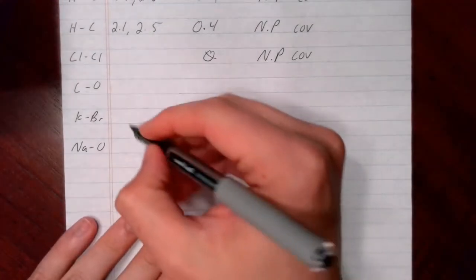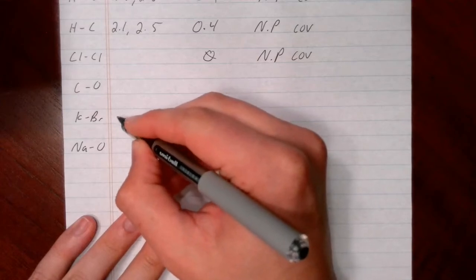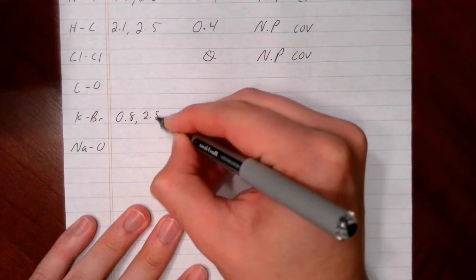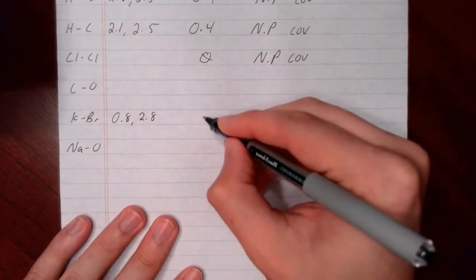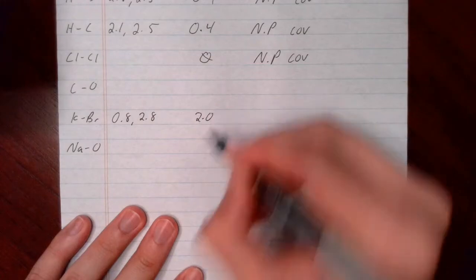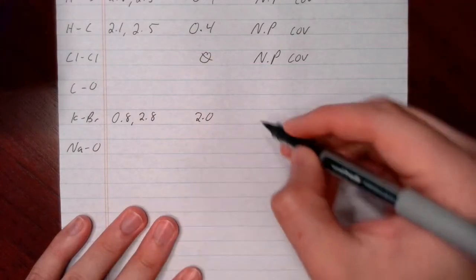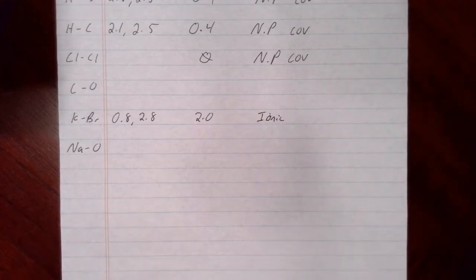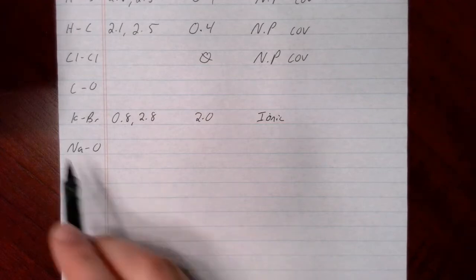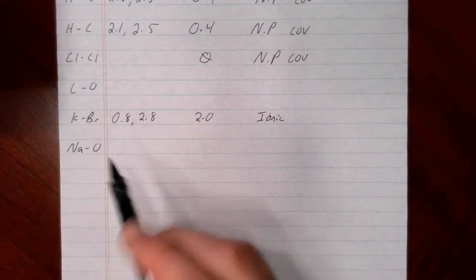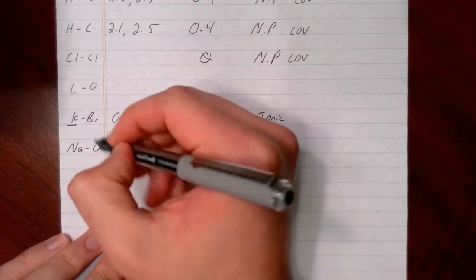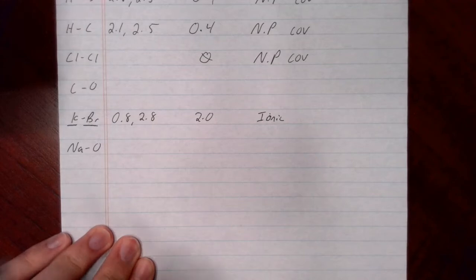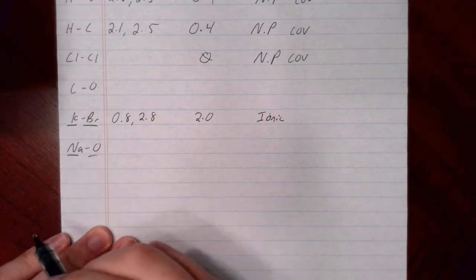So then let's look down at potassium and bromine. So potassium and bromine have electronegativities of 0.8 and 2.8. Okay? So when you subtract it, you get a difference of 2.0. Okay? So you would call this an ionic bond. Okay? Because the electronegativity difference is greater than 1.8. But did I even need to go through this process? No, I didn't. Because I can recognize potassium is a metal, bromine is a nonmetal. It's automatically ionic.